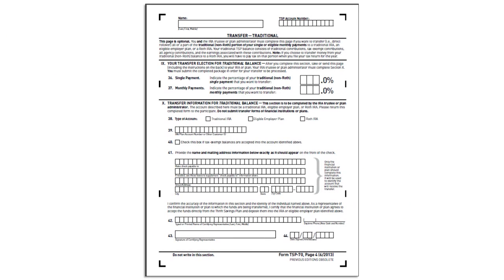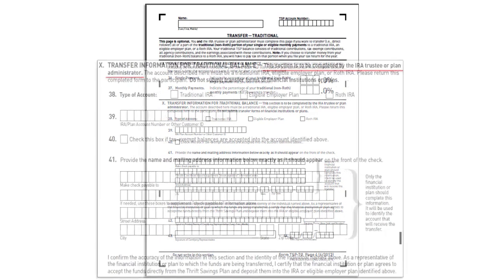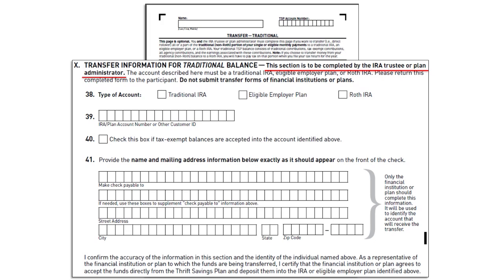Then it's a multi-page form. As you go down through the form, you'll find pages with separate transfer instructions for both your traditional money and the Roth. And just like with the inbound, you just fill out the top part and present the form to the financial institution that's going to be receiving it, and they have to certify that they're able to receive that eligible rollover distribution.